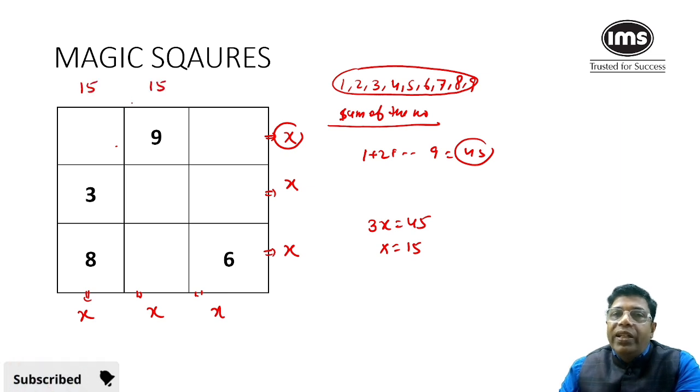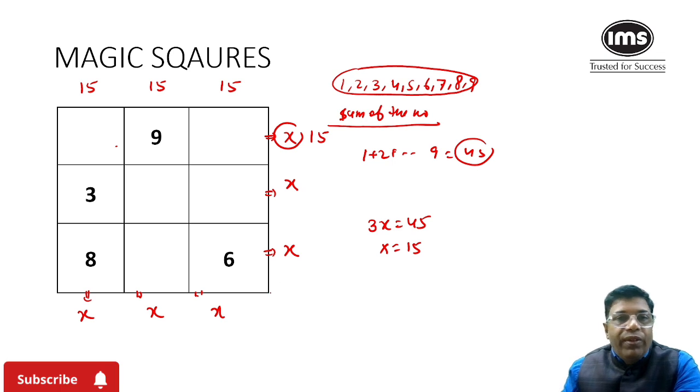The second column also should equal 15, the third column should equal 15. This row, all the 3 numbers of this row should equal 15. And the diagonal's summation should also be 15.